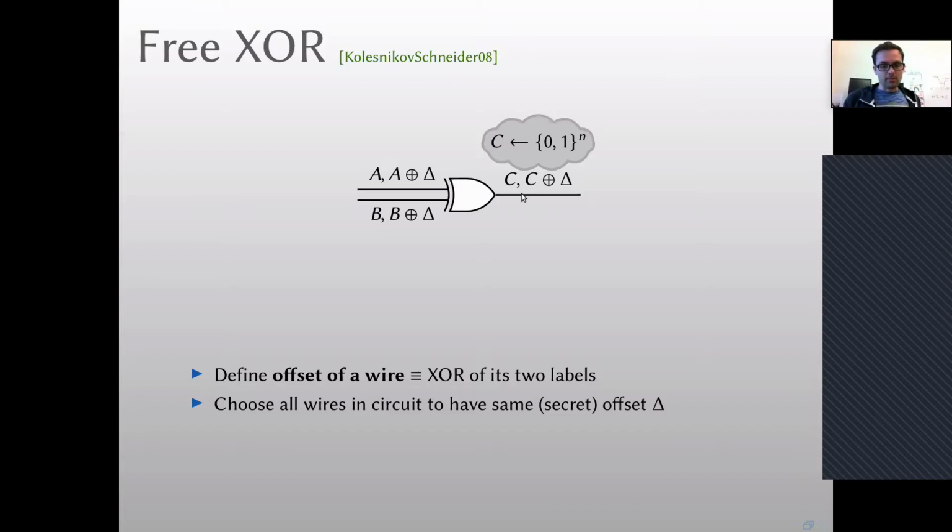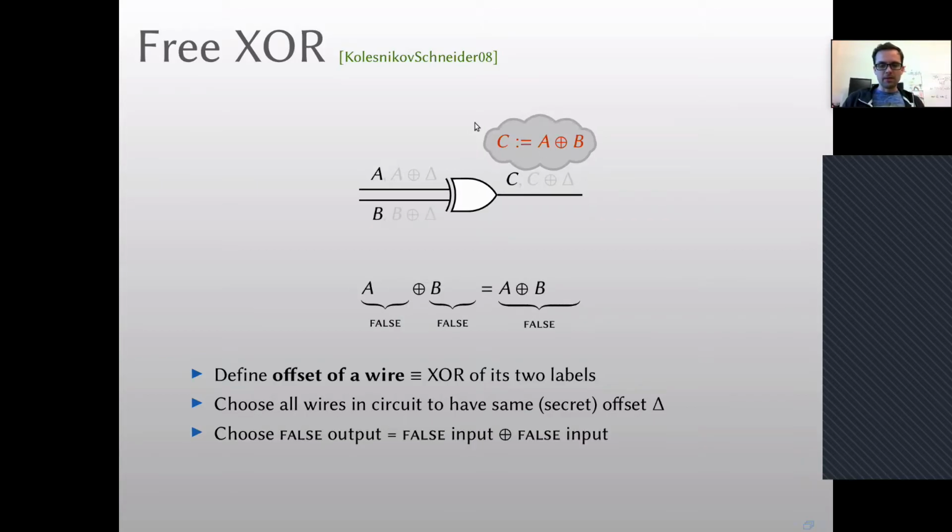let me back up. Once I choose delta, that's fixed for every wire in the circuit. So the only degree of freedom left on each wire is the choice of its false label. Like C is the false label on this output wire. And now when I have an XOR gate, instead of choosing this output label randomly, I will choose it to be the XOR of the two input labels. So A plus B in this case.